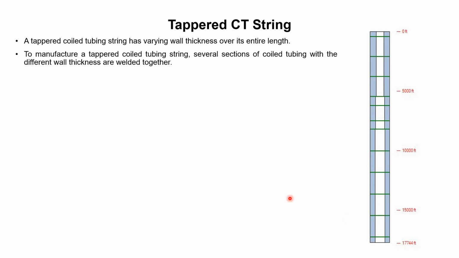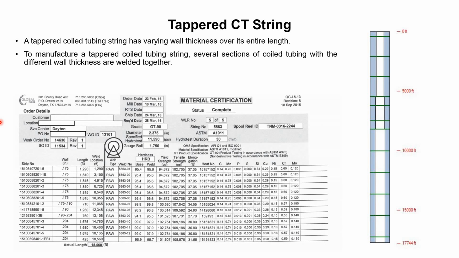We can read over here that to manufacture a taper coil tubing string, several sections of coil tubing with different wall thickness are welded together. Here we have this WLR report. We can see this coil tubing has been made using 1, 2, 3, 4, 5, 6, 7, 8, 9, 10, 11, 12, 13. So a total of 13 joints or 13 sections of pipe are welded together to make this coil tubing, and these sections have different wall thickness.